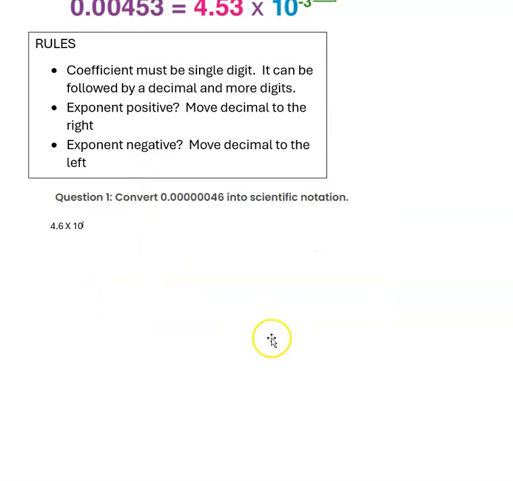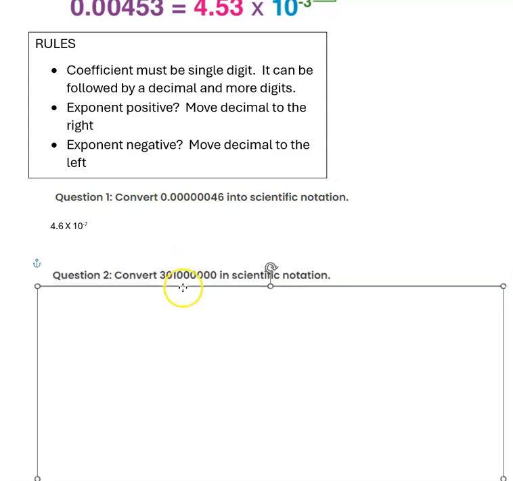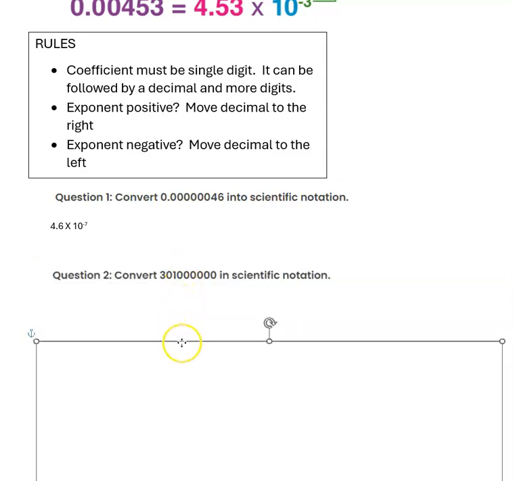So negative, and then I'm going to have 8 or something, whatever the case may be. So I'm going to do my jumps. 1, 2, 3, 4, 5, 6, 7. So it's a negative 7 jump. And that's how I convert that one. So my answer is 4.6 times 10 to the negative 7th. Okay, let's try this big guy.